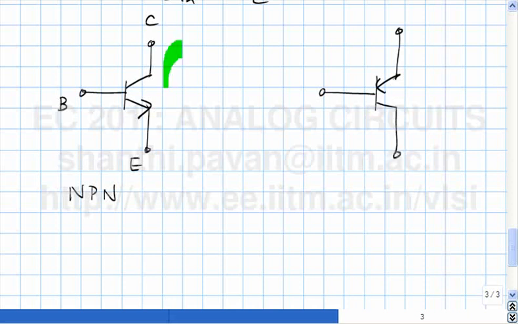And in case you haven't noticed, the direction of the arrow in the NPN transistor indicates the direction of flow of what current? Of the quiescent current. The incremental current can flow in any direction, but the direction of the arrow is an aid to memory and indicates that the quiescent current flows from the collector to the emitter. And this is the complementary device. This is the PNP transistor.